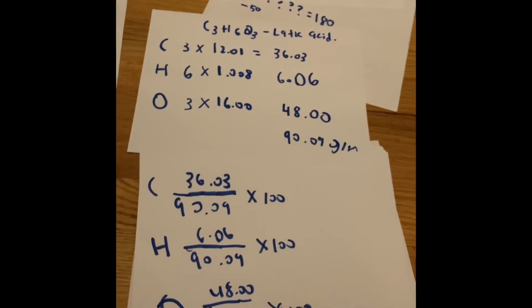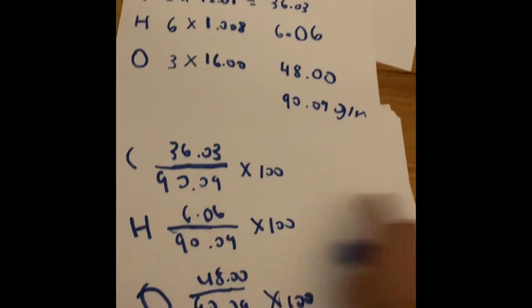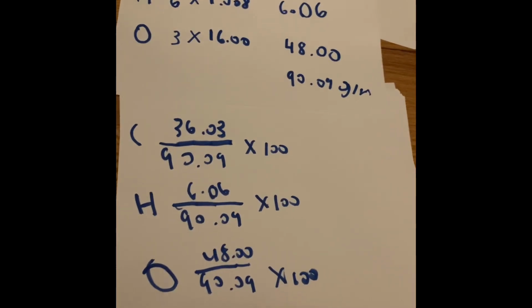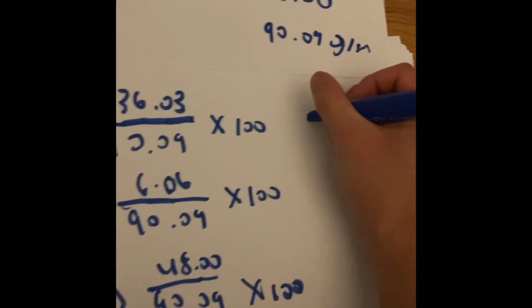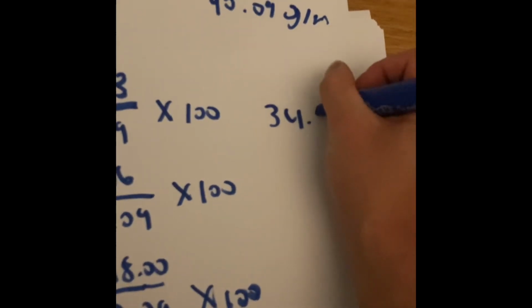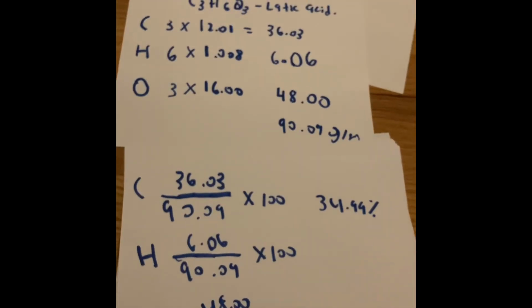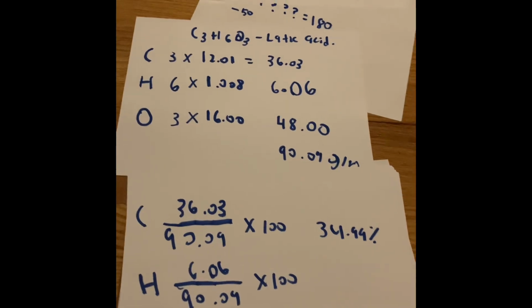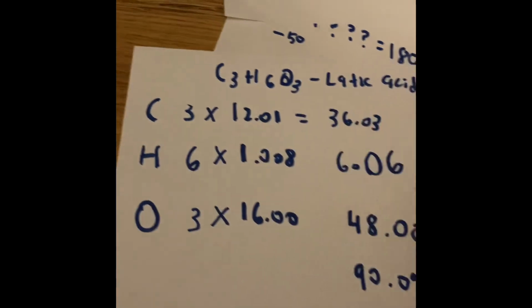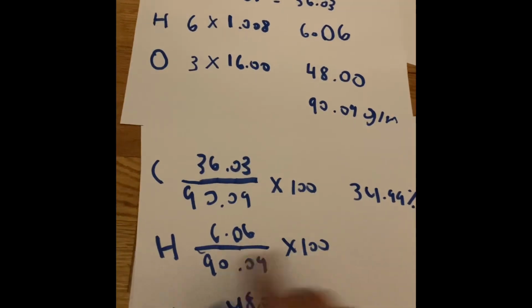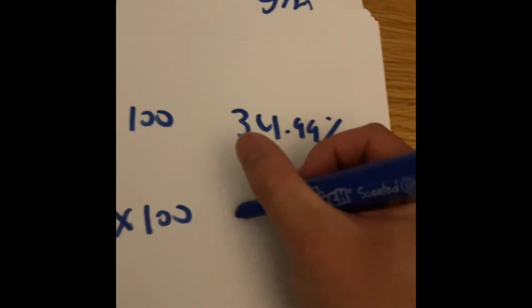Now we'll come up with a percentage. So for carbon, if you do the math, it's going to come to 34.99%, and that is saying that carbon takes up 34.99% of the molar mass of lactic acid. If you do hydrogen, you're going to get a final answer of 6.73%.